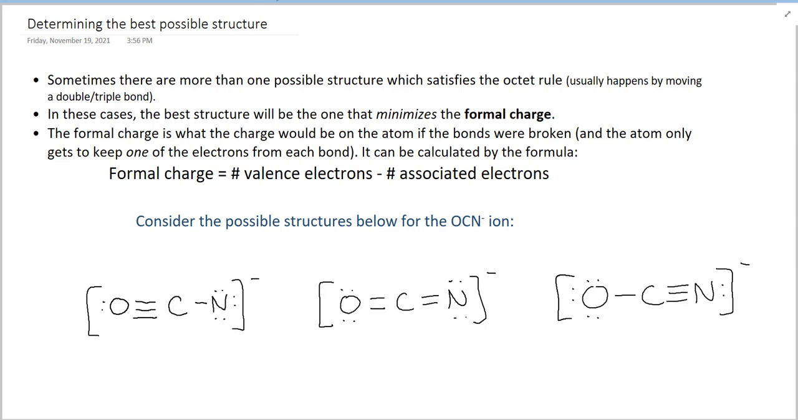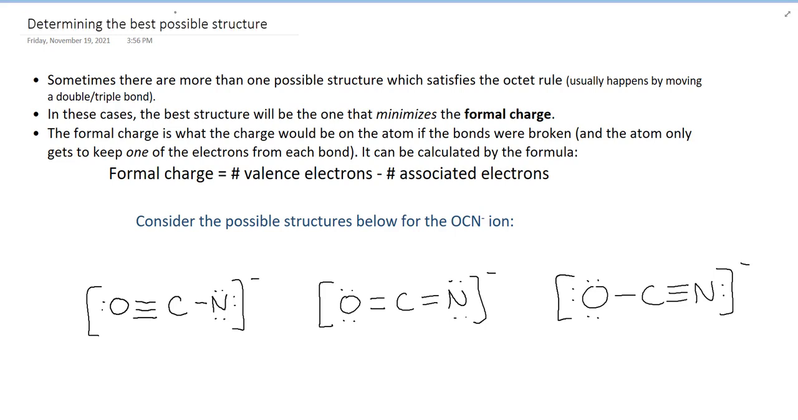The best structure will be the one that minimizes something called the formal charge. So we want the smallest possible formal charges, if possible, formal charges of just 0. The formal charge is basically what the charge would be on that atom if we broke the bond. So if we broke a bond and the atom only got to keep 1 electron from each bond, we can calculate it by the number of valence electrons minus the associated electrons. For any atom, the number of valence electrons is just going to be its group number again. Associated electrons are the electrons it would still have once those bonds are broken.